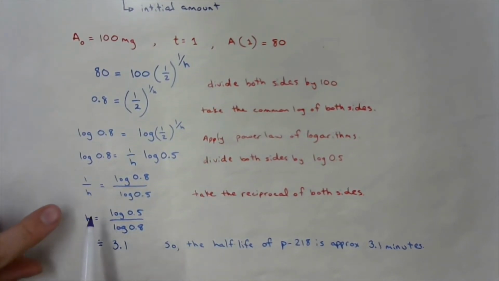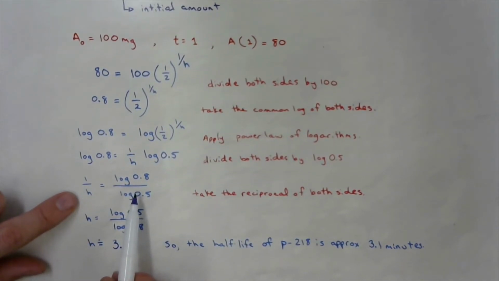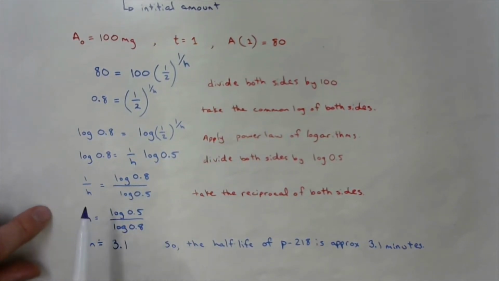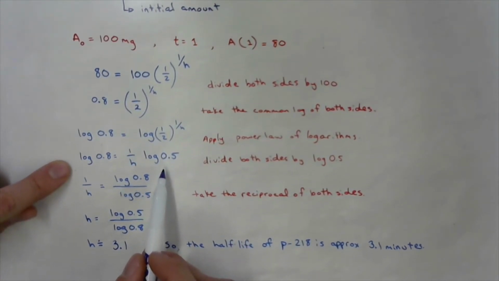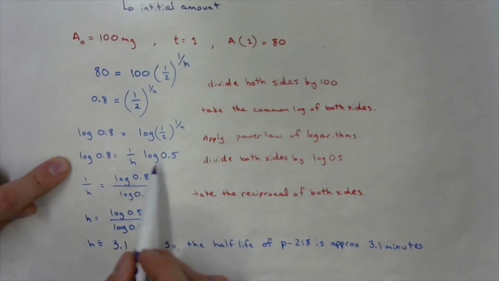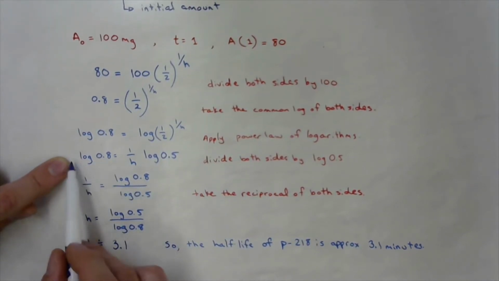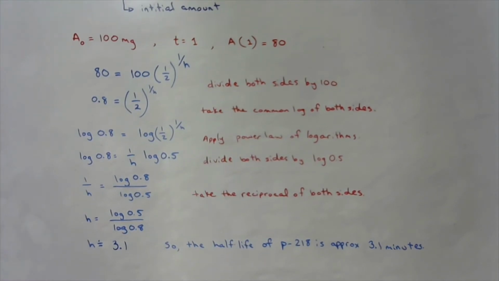Just quickly, the other way to do this is you would actually multiply both sides from this step by h and then divide by this fraction, which is the same as multiplying 1 by the reciprocal of this fraction. So it ends up being the same. Sorry, you could do that even here. You'd multiply both sides by h. You'd get h times the log of 0.8 equals the log of 0.5, and then you divide both sides by the log of 0.8. So you'd end up with that. Okay. So whichever way you want to do it is fine.